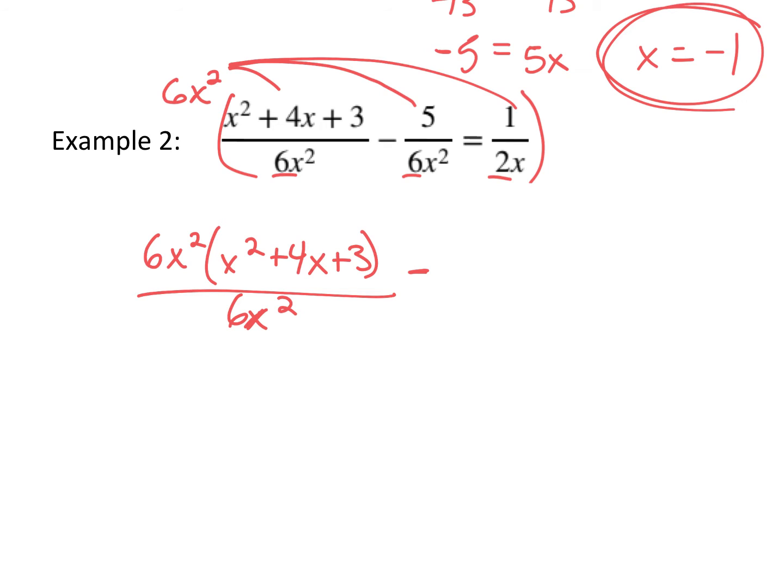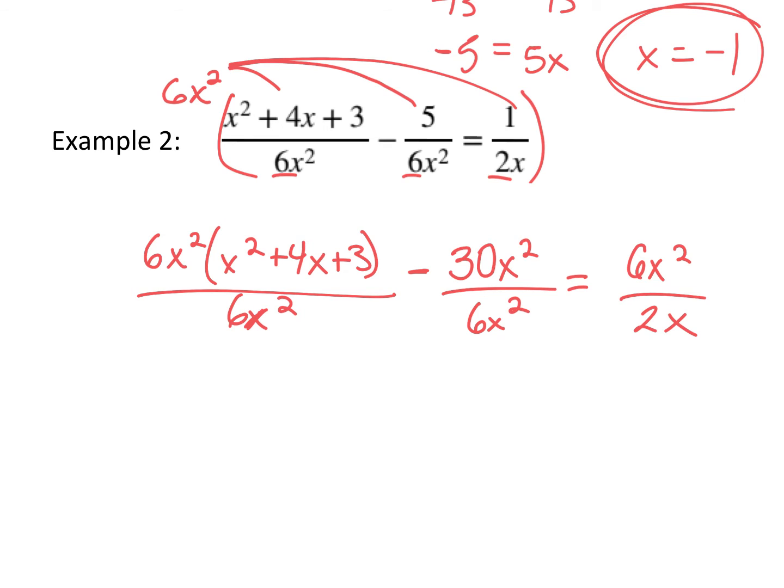Can I do 6x squared times 5, since those are both monomials? Yeah, what is that? Not 35, 30x squared, good. Keep the same denominator. Keep my equal sign. 6x squared times 1. 6x squared over 2x. Any questions on how we got that far? Everybody good with that?